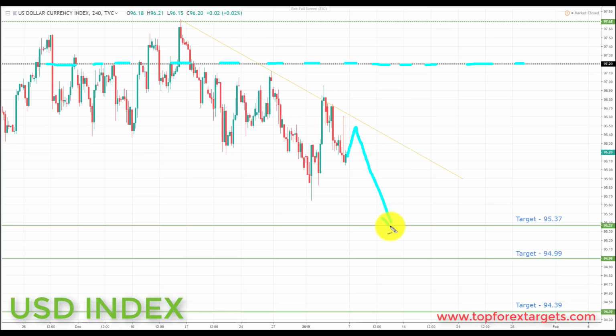We're going to be looking first of all to the downside. Next key area of support to the downside, the 95.37. Following a breakthrough there, we're going to be looking down towards the 94.99. If we can get a break through both of these, we are looking for a third target to the downside and the next key area of support, which is the 94.39. So overall, we are looking for further declines going into next week, and we will be going into next week with a bearish bias on the US dollar index.